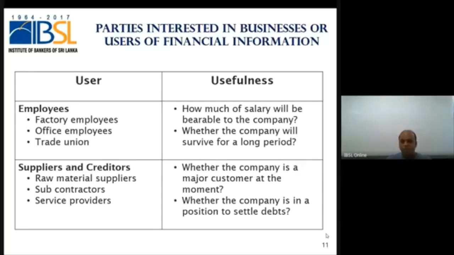Whether the company is a major customer at the moment. If they are the major customer and that company is not performing, then you're also not going to have your revenue generated.